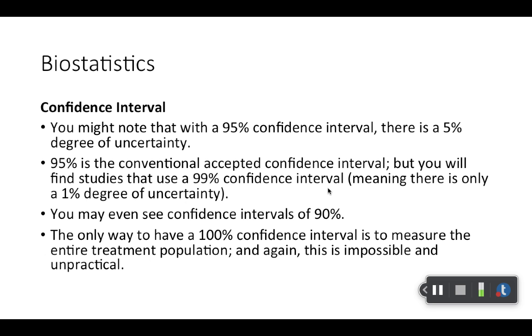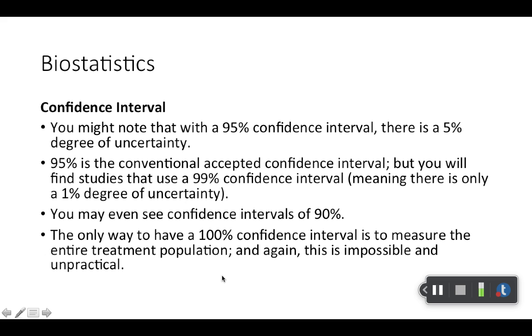So if there's a 95% confidence interval, then there's a 5% degree of uncertainty. 95% is the conventional accepted confidence interval, so it's like the p-value being 0.05. But you will sometimes see a 99% confidence interval, so it's higher, and there's only 1% uncertainty. And then you sometimes see them lower too, so they'll only have a 90% confidence interval.